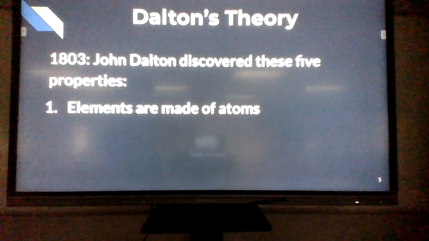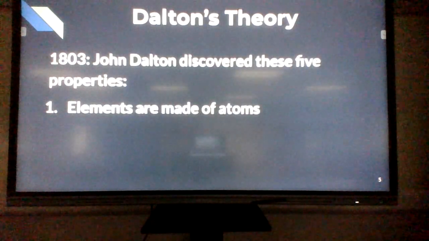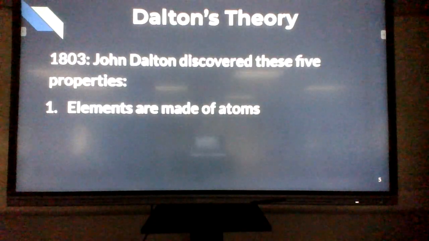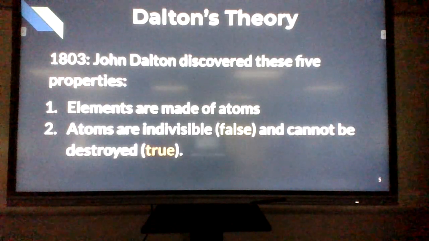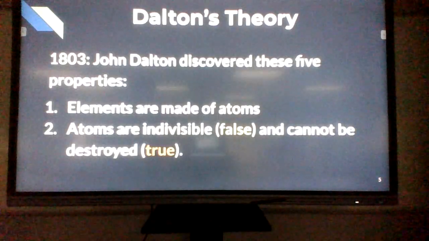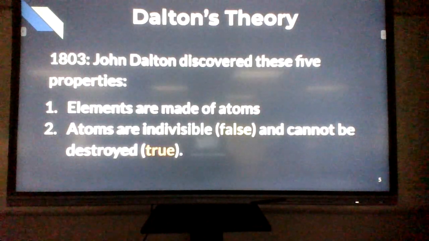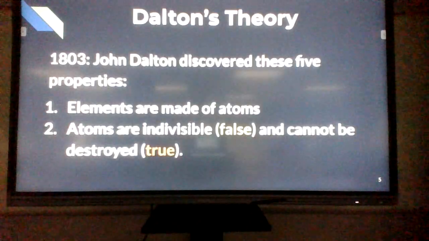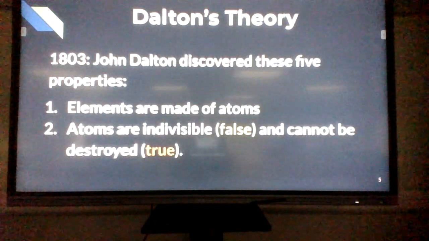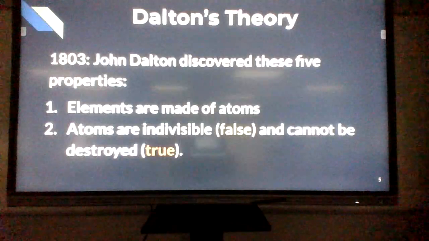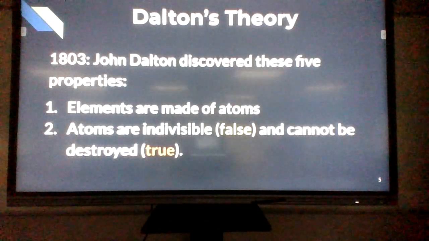Elements are made up of atoms, which we still believe is true. The smallest part of an element that has the same properties is called an atom. Number 2, atoms are indivisible. This is what Dalton believed, but was shown later that atoms can be divided. So that's why I have false after the word indivisible. Atoms cannot be destroyed. That is still true. That's the law of conservation of matter that we've talked about before.